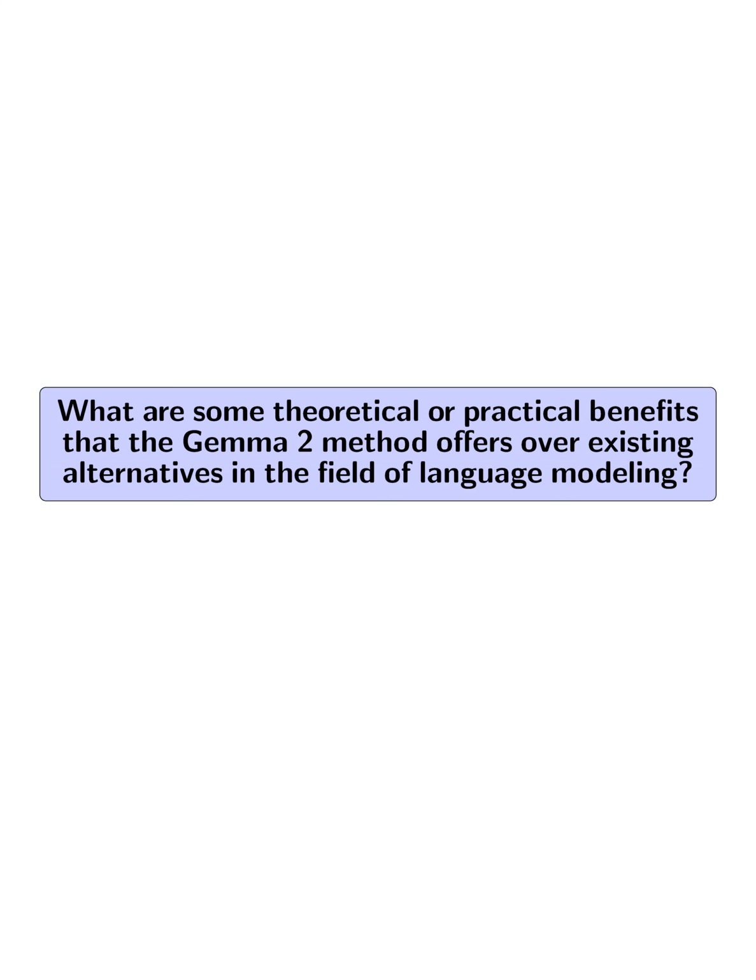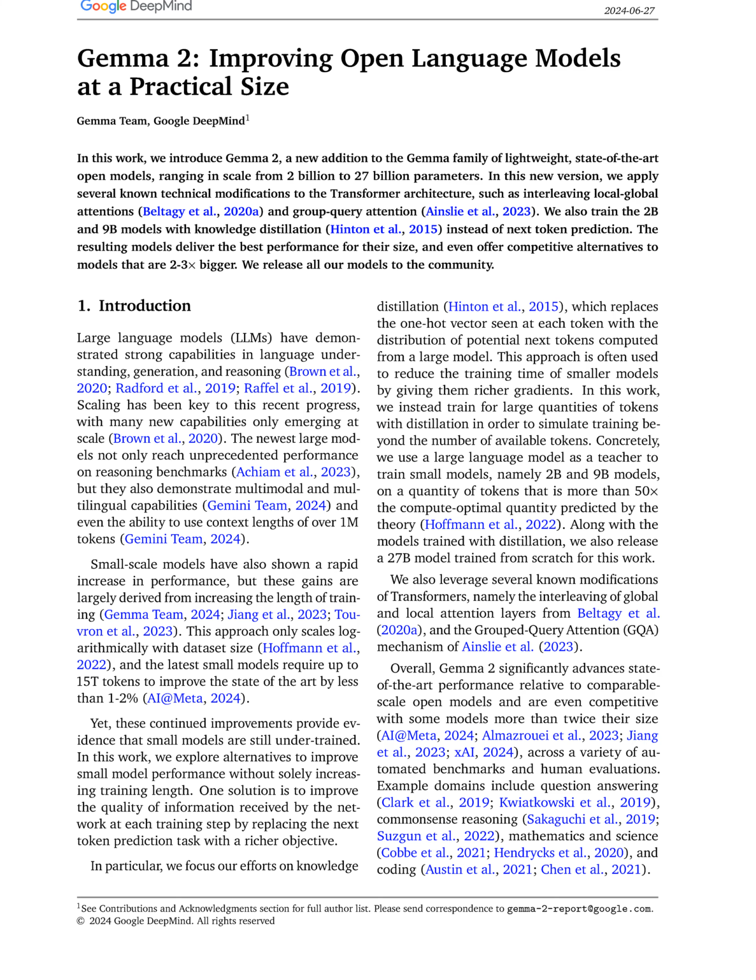What are some theoretical or practical benefits that the Gemma 2 method offers over existing alternatives in the field of language modeling? The Gemma 2 method offers several theoretical and practical benefits over existing alternatives in language modeling. Firstly, it employs knowledge distillation, which enhances the training of smaller models by providing them with richer gradients derived from a larger teacher model, allowing for improved performance without solely relying on increased training data.